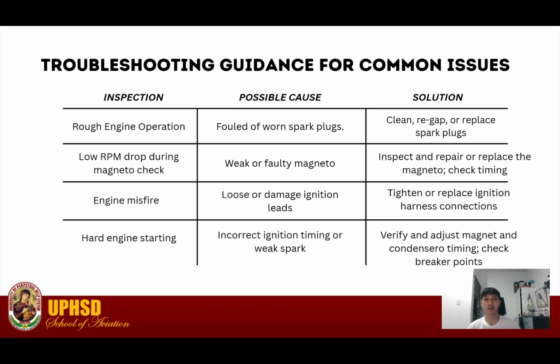Next, if there is an unusually low RPM drop during a magneto check, it often indicates a weak or faulty magneto. The solution is to inspect and repair or replace the magneto, and also to verify its timing. For engine misfire, a common cause is a loose or damaged ignition lead. To correct this, we simply tighten or replace the ignition harness connections.